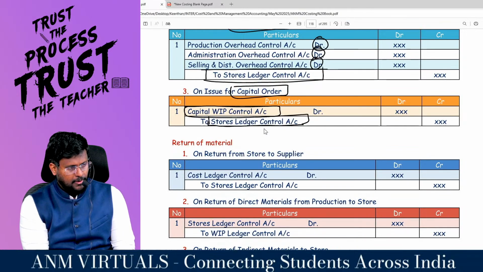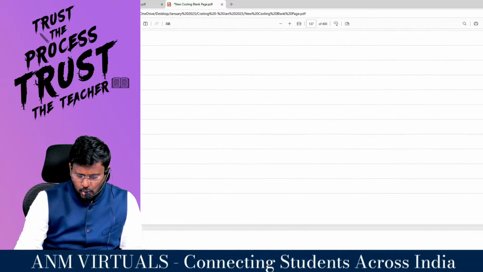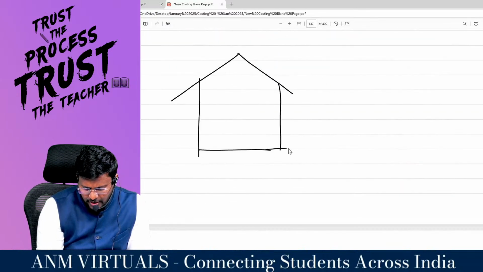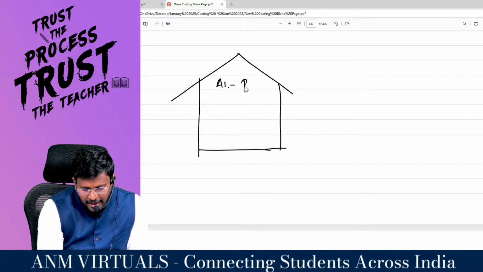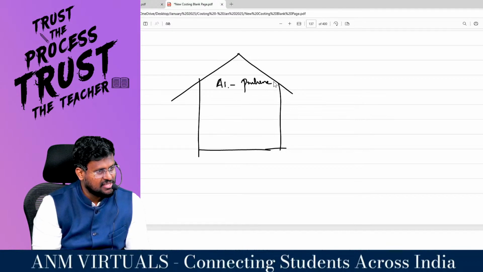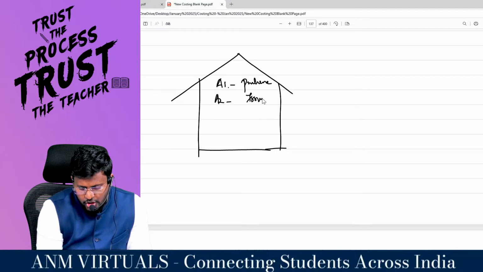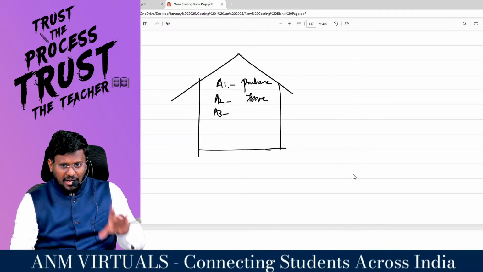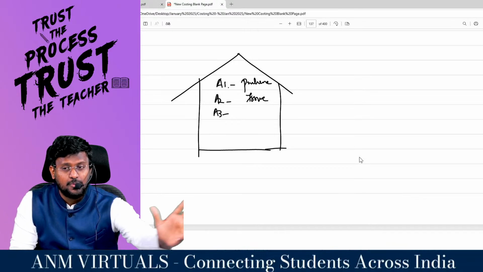Comfortable? That's it, man. This is your stores, picturize, man. Here you have the first action number 1: purchases. You have done purchases. What is action number 2? Issue. Fine, sir. Super, sir. Now, direct material, indirect material, capital WIP is in various places of the organization.